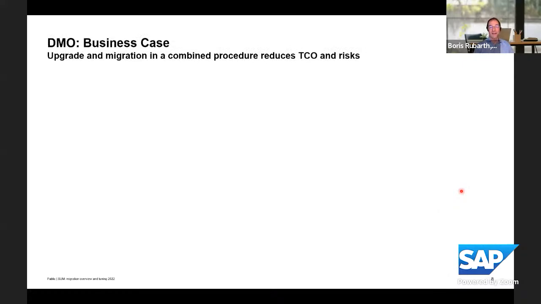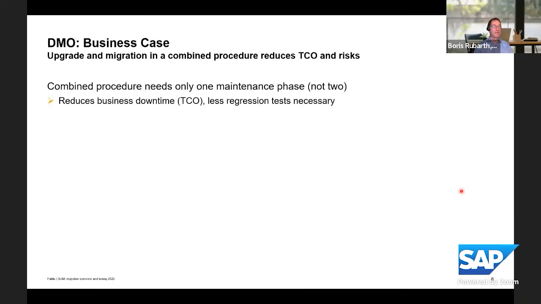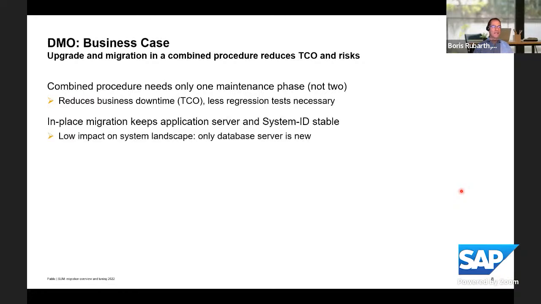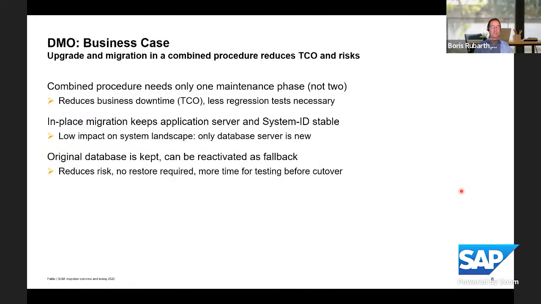So that's the illustration. What kind of benefits does this approach offer, the combined update and migration? Well, we just have one maintenance phase. We have just one downtime instead of two separate events. And that means fewer regression tests, for example. Then we have the in-place migration procedure that keeps the application server stable and the system ID. That means it has a lower impact on the landscape concerning adaptation of interfaces. For example, it's only the database server that is new, on which the HANA database is located.